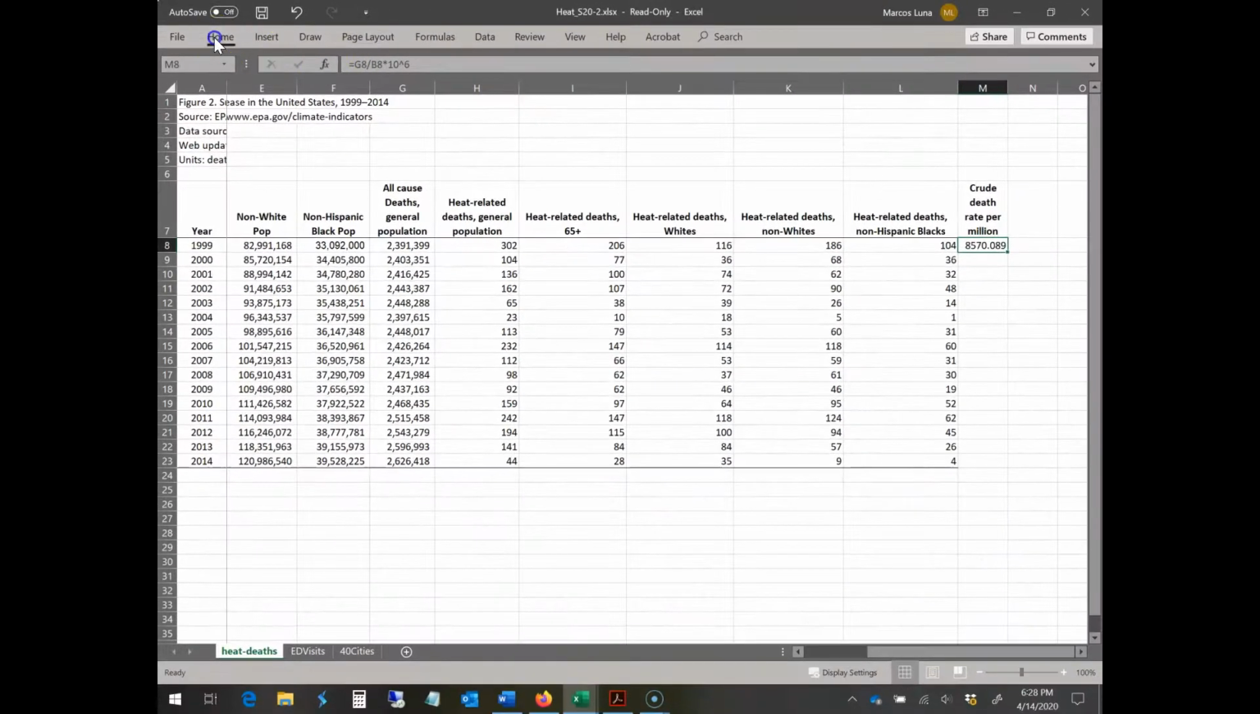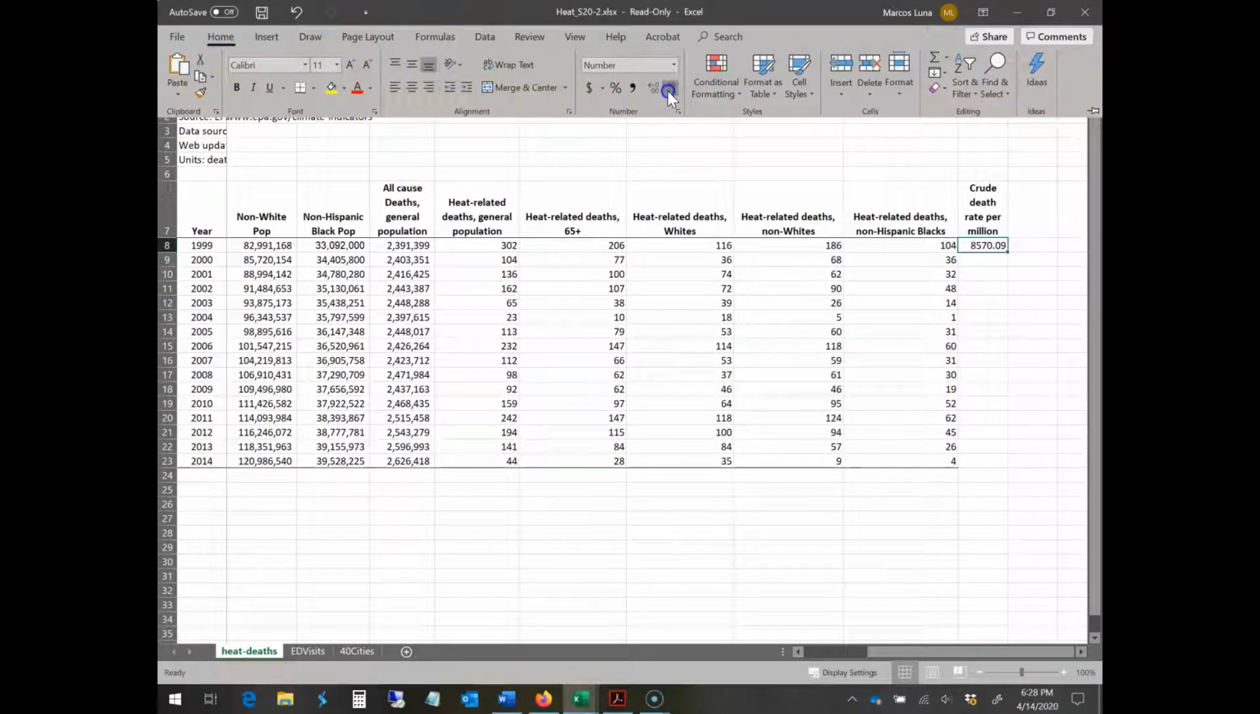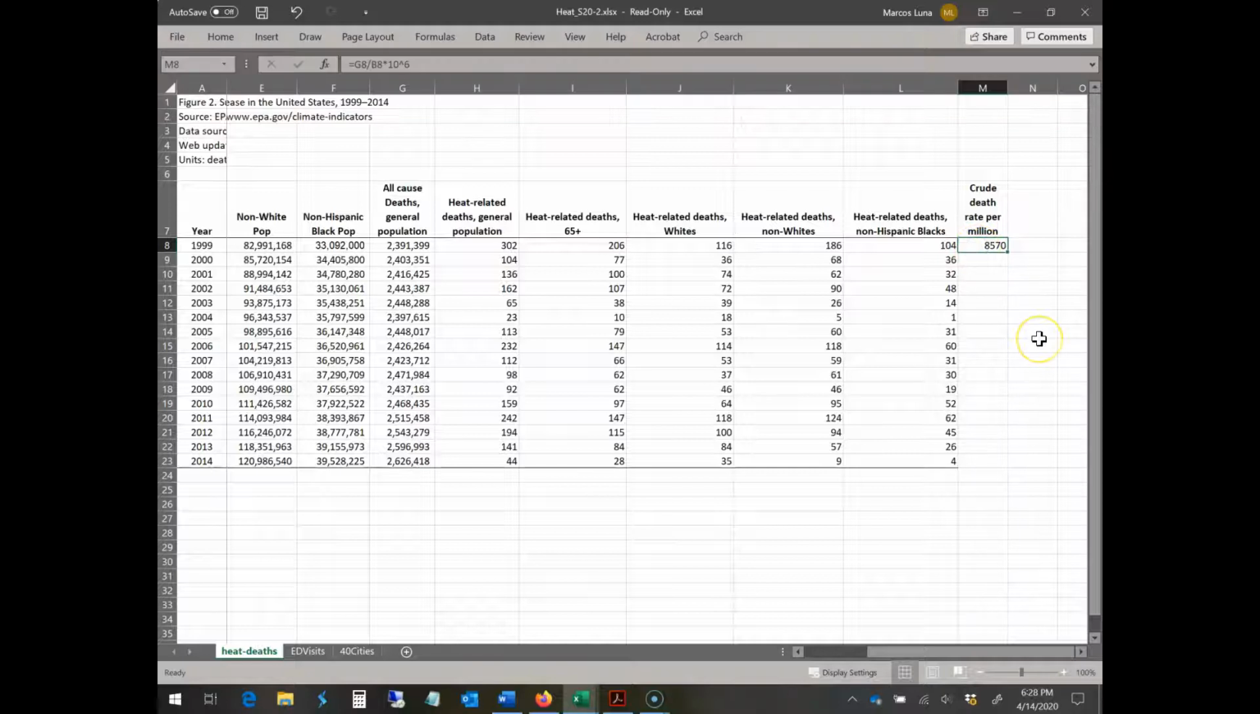And let me get rid of those decimal places because we don't have that level of precision. All right, so what that means is that in 1999, the crude death rate in the U.S. was 8,570 per million people. So that means that let's say in a city of 1 million people that year, you should have expected about 8,500 or so of them to die. And that would be normal. That would be pretty consistent with what's been going on.